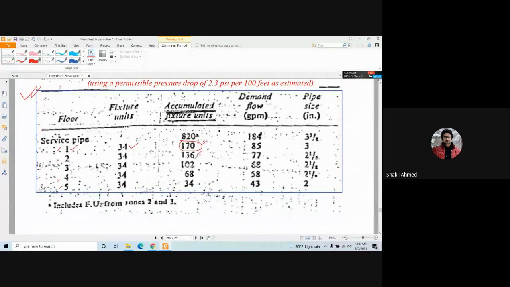170, 136. This is 5 into 34. This is 4 into 34. This is 3 into 34. This is 2 into 34. And this is 1 into 34.